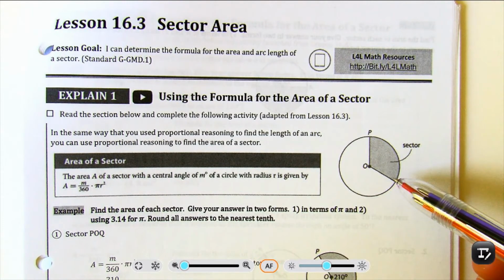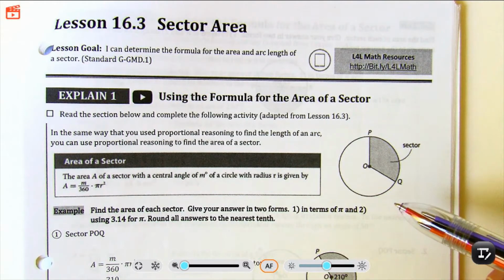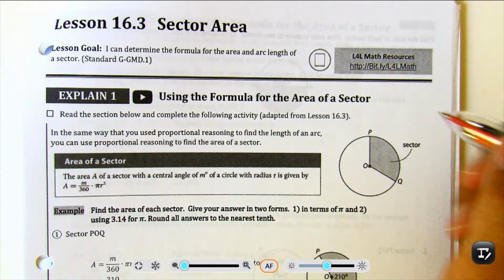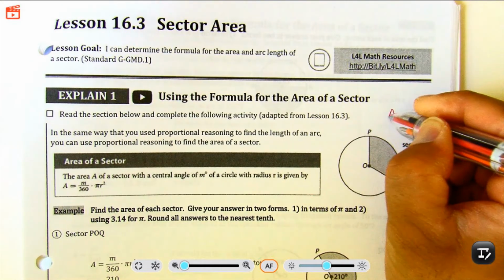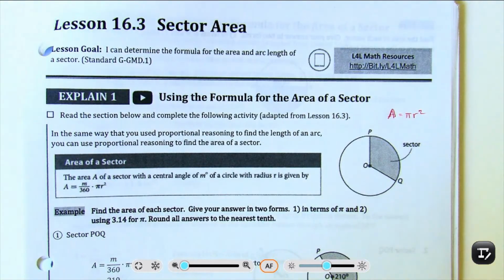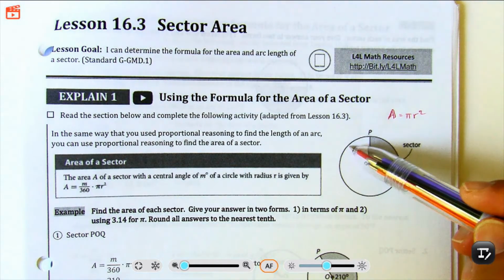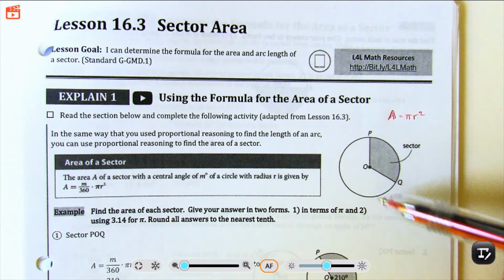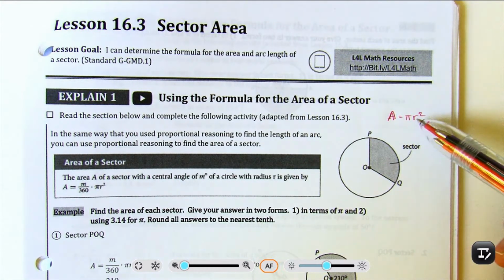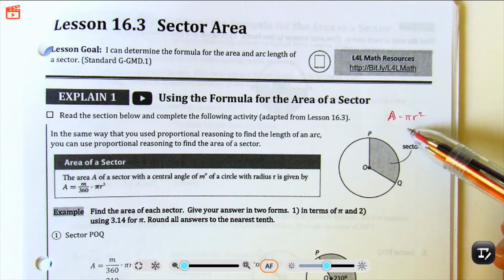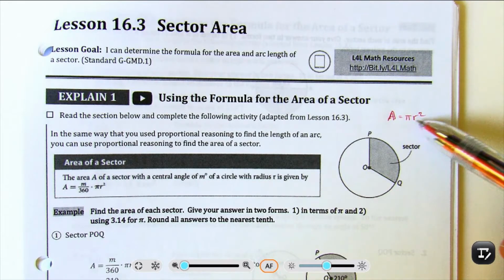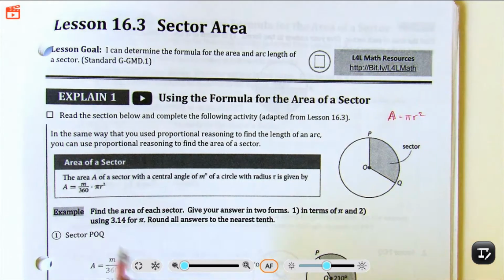So remember from lesson 16.1 where we talked about area of a circle. Remember that the formula for area of a circle was pi r squared. So that was to find the area of the entire circle. But if you just want to find the area of a sector, we need to modify this equation so that we have the fraction times pi r squared. So the formula would be this.